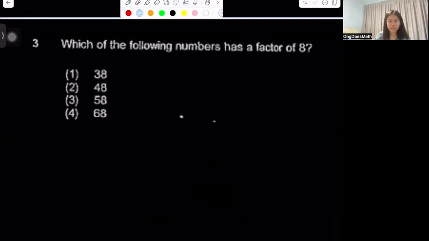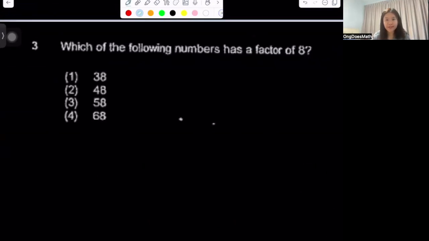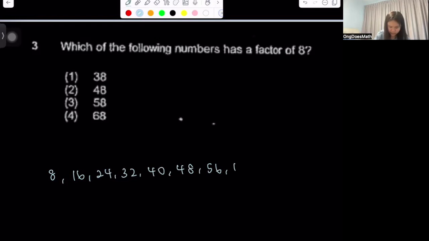Which of the following numbers has a factor of 8? Okay, so if the number has a factor of 8, it also means that the number is a multiple of 8, right? So let's list out our multiples of 8 and see which number falls inside. So 8, 16, 24, 32, 40, 48, 56, 64, 72. So the only number that falls inside is 48, right? Which means answer is option 2.